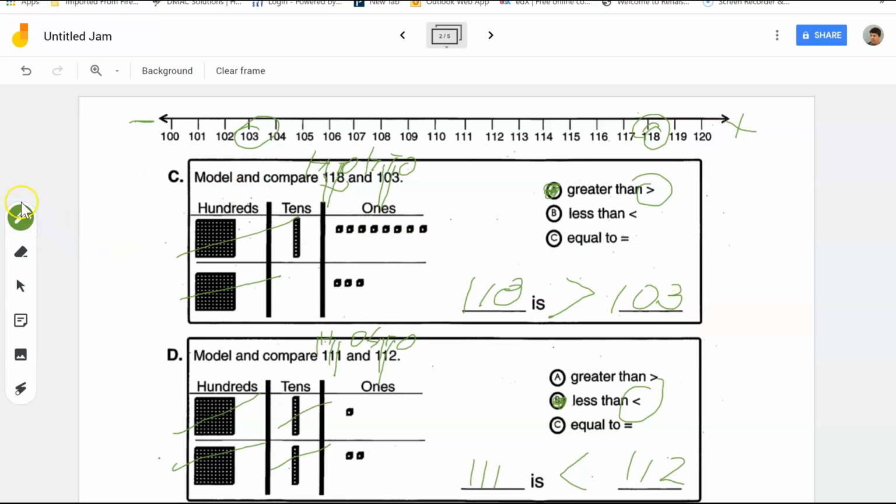Now let me change color to do the other one. And we have that 111. Here's 111. And then 112. Look, 112 is right here. So which one is greatest? The greatest is 112. So you see, 111 is less than 112. So this is another way. Using the number line, you can decide which one is the greatest.